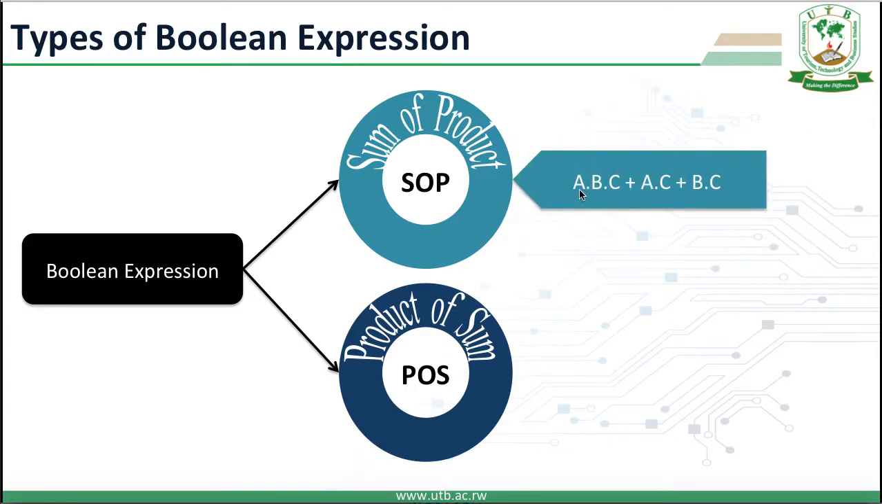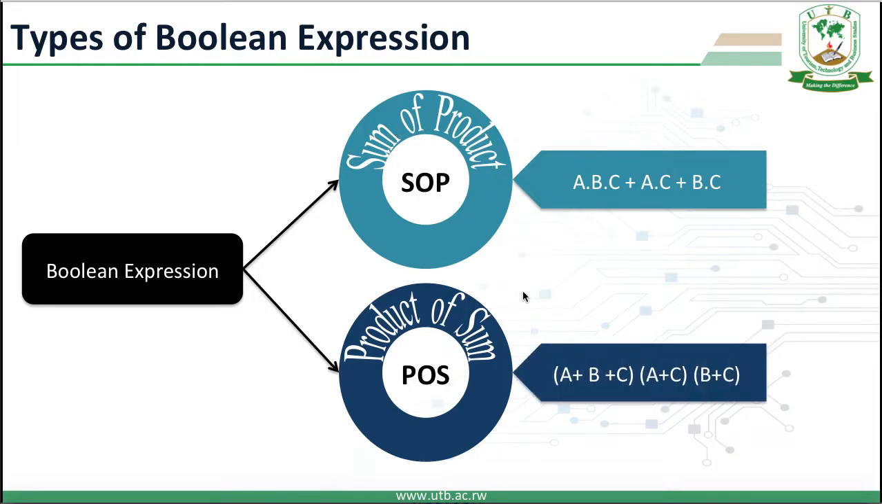You can see the example A dot B dot C. It can also be called ABC, a product. So this is a product term. Plus AC, A dot C is a multiplication. Dot is a multiplication operator, or we can say an AND operation. So AC plus BC. This product term ABC is a product, AC is a product, and BC is a product. They have been summed using the plus. So that's called the sum of product.